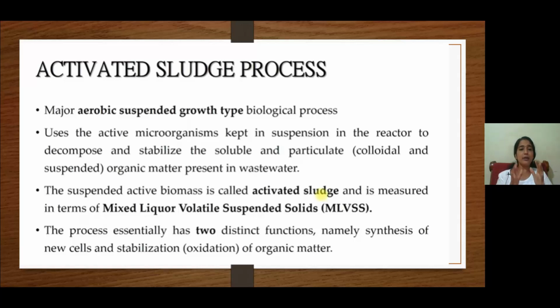The suspended active biomass is called activated sludge, and it is represented or measured in terms of MLVSS, that is mixed liquor volatile suspended solids. The process essentially has two distinct functions: first, synthesis of new cells, and then stabilization, that is oxidation of organic matter.